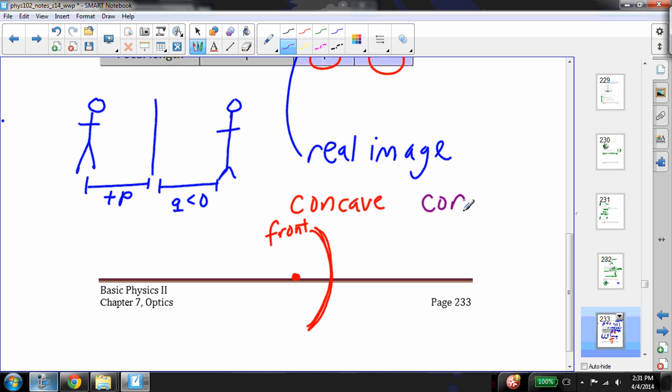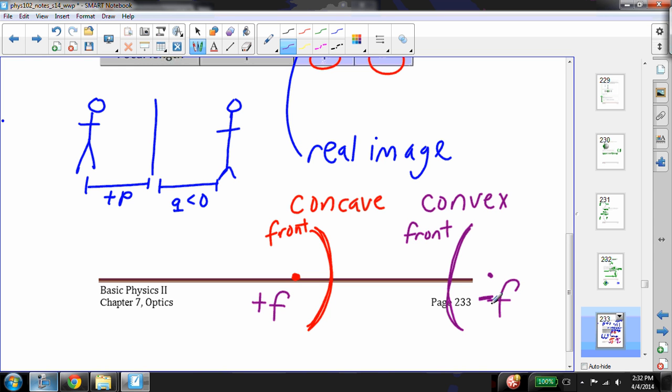For convex mirrors, they look like this. This is the front, and the focal point is right there. These are like shaving mirrors. These are like security mirrors. Based on this little table, I have a focal length that is positive for the concave and negative for the convex.